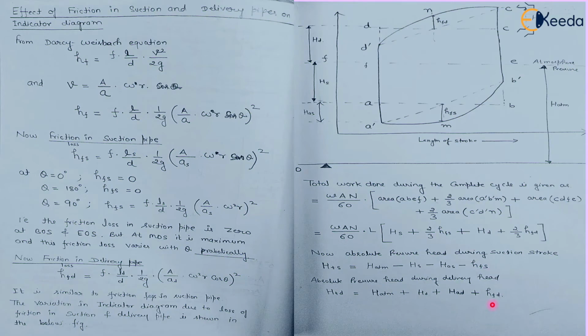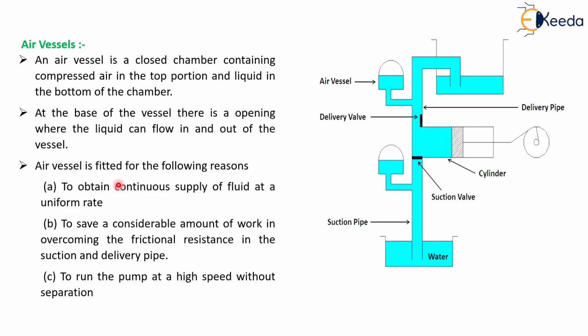Now let's see what is air vessel. An air vessel is a closed chamber containing compressed air in the top portion and liquid in the bottom chamber. You see here, this one is the air vessel. In the top air is there, and in the bottom water is there or liquid is there. At the base of vessel there is an opening where liquid can flow in and out of the vessel.